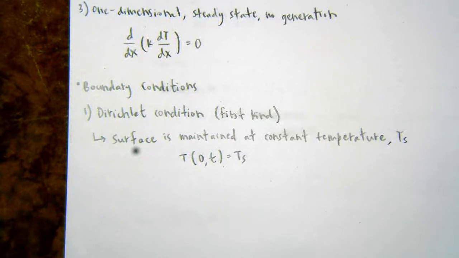Realistically, this boundary condition can occur when a surface is in contact, for example, with a melting solid or a boiling liquid, because you have energy being transferred still, but the temperature remains the same.